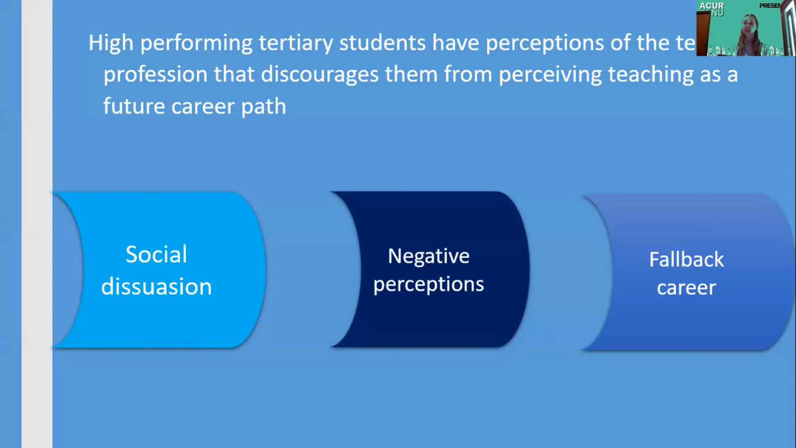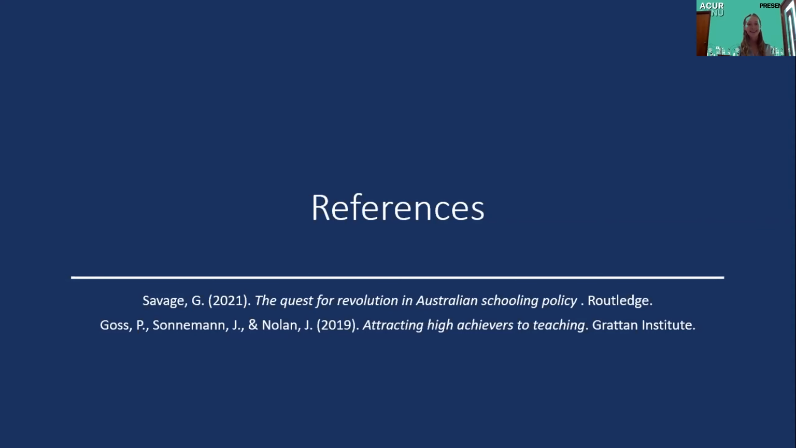This research has really strong implications as it shows a lot of barriers and obstacles high achievers need to overcome in order to actually choose teaching as their future profession. And this could inform recruitment strategies for universities and for state governments to better attract high achievers into teaching. Teachers play a really vital role in our society, and it's really important that we ensure the quality of our teachers by attracting high achievers and the best people into teaching, because this will ensure the future prosperity of Australia. So thank you for listening.